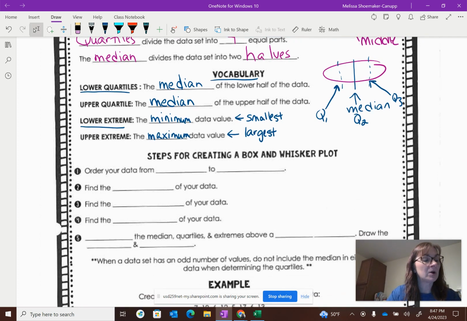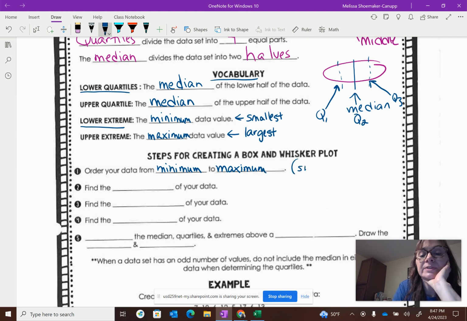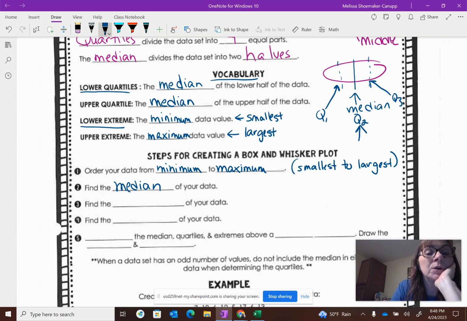Okay, let's think about our steps. First things first, you have to order your data from smallest to largest, from minimum, we're using our vocabulary, to maximum. This means smallest to largest. Remember, it's important for you to understand your own notes. Find the median of the data. Okay, that's this. Then you're going to find the lower quartile, which is going to be your Q1, which is the median.